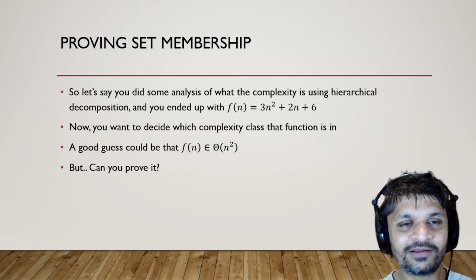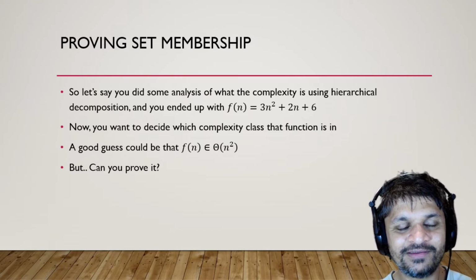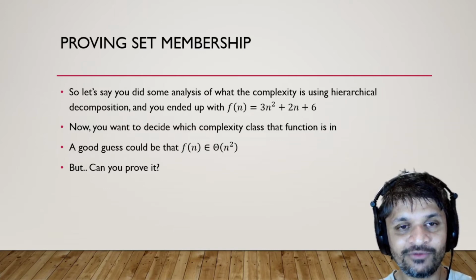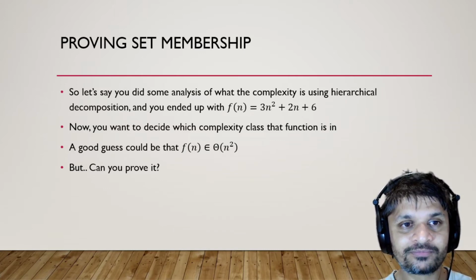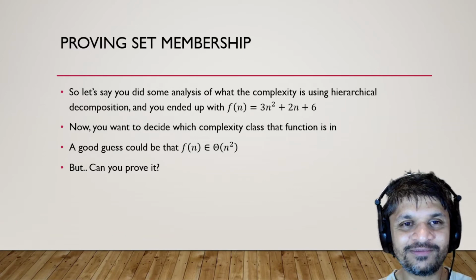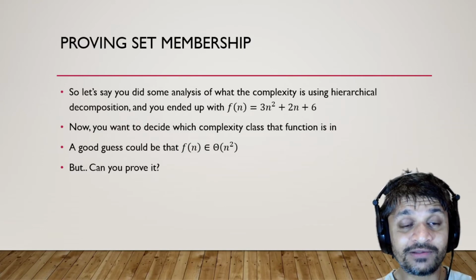And you did hierarchical decomposition like in the textbook. And you ended up with some function representing the time growth of this function as its problem size increased, and the function is f of n equals 3n squared plus 2n plus 6. Okay, so n is the problem size, f of n is the time. Now, what you want to decide is what complexity class the function is in. Now, if you look at it, 3n squared plus 2n plus 6, you probably go, hey, maybe that's theta n squared. Okay, because it looks like it might be. But how would you prove it?